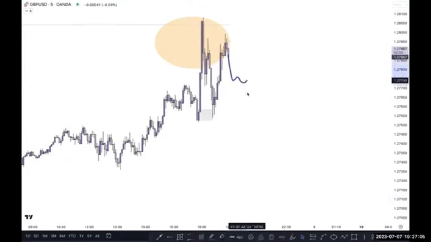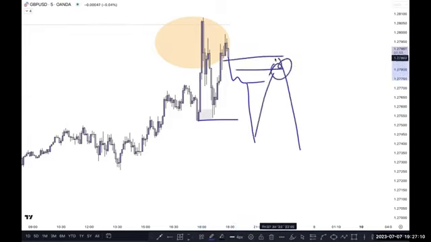Here we can take entry if the market breaks this low and we wait for it to take out the inducement and mitigate something here. Definitely you can enter here for the sell.